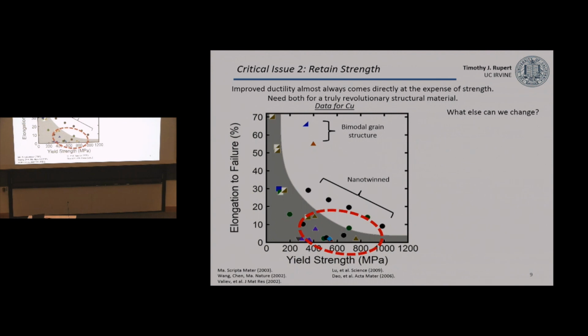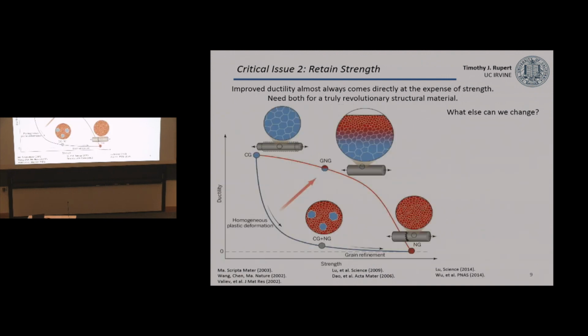Or you can think about making what's called a bimodal grain structure. So you have a mixture of two populations, one really big and one really small. And you can convince yourself that you get outside that envelope, but when I look at this data, I still see that same trade-off. I still see that I have to pick something, albeit a little bit better than I had before.